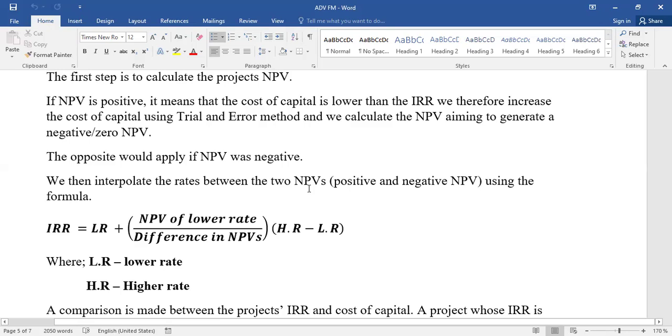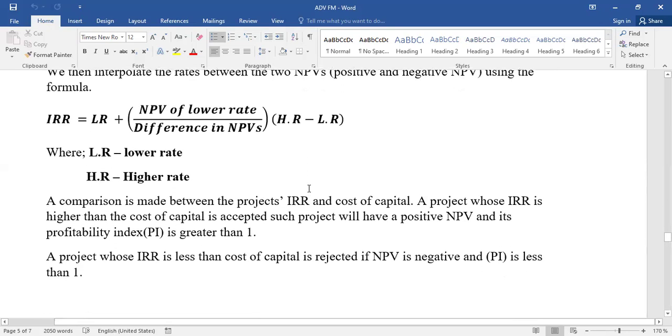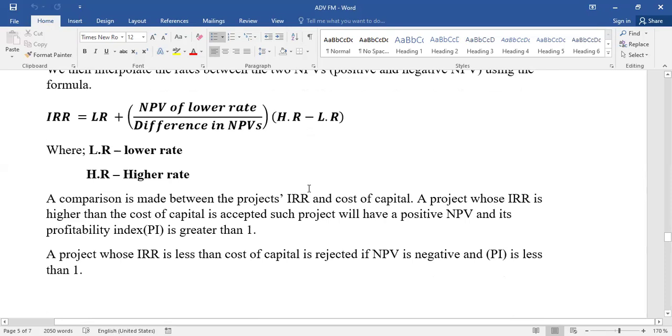Now, how do we do this? A comparison is made between the project's internal rate of return and the cost of capital. A project whose IRR is higher than the cost of capital is accepted. Sometimes the examiner might tell you to advise using IRR, and you have to factor those things in.